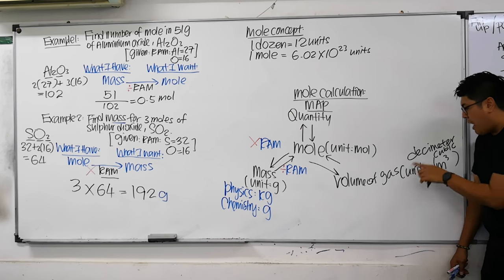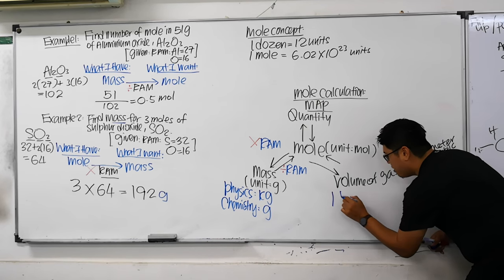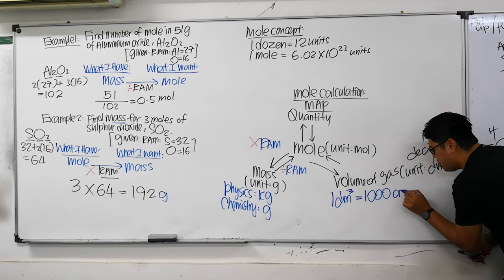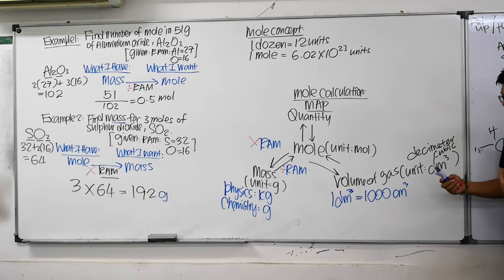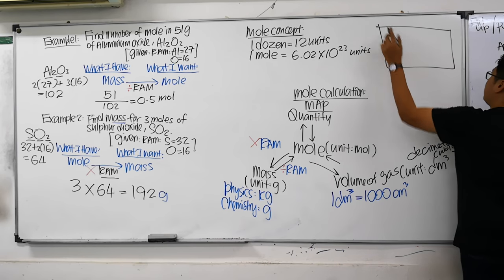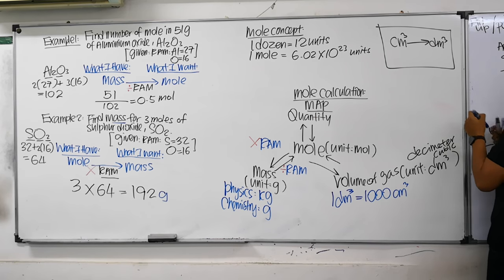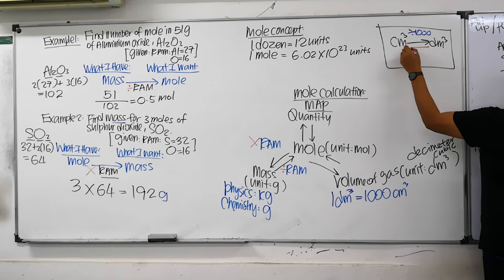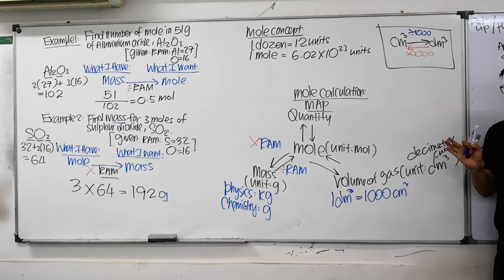Now you must know how the dm cube is converted to your cm cube. Everyone must know this one. Look at the blue color thingy. 1 decimeter cubic is equivalent to 1,000 centimeter cubic. 1 dm cube is equal to 1,000 cm cube, which means if the question gives us cm cube and you want to convert to dm cube, you must divide by 1,000. If you have dm cube and you want to change to cm cube, you times 1,000. You must know this scale factor. Very important, something new. Have to be very careful.